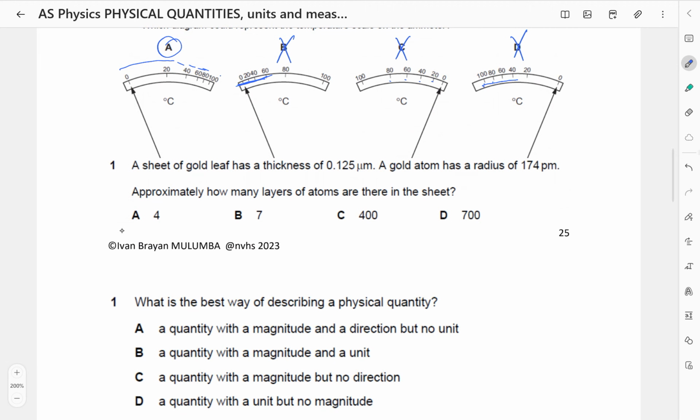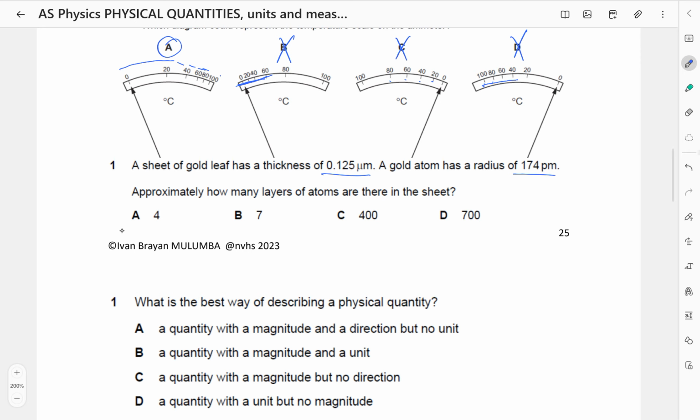A sheet of gold leaf has a thickness of 0.125 micrometers. A gold atom has a radius of 174 picometers. Approximately how many layers of atoms are there in the sheet? A sheet of gold has thickness 0.125 micrometers. That is the thickness. And the radius, a gold atom has a radius of 174 picometers. Approximately how many layers of atoms are there in the sheet?